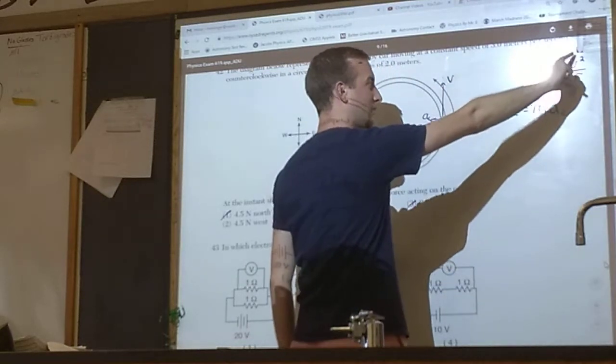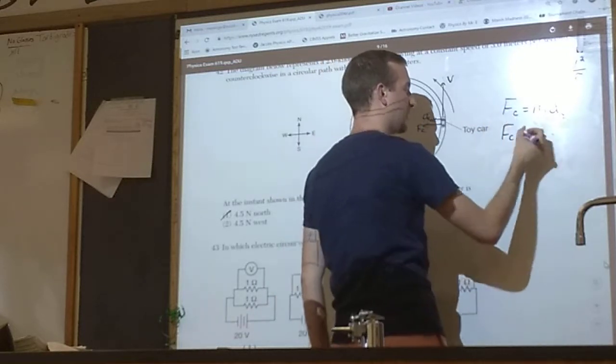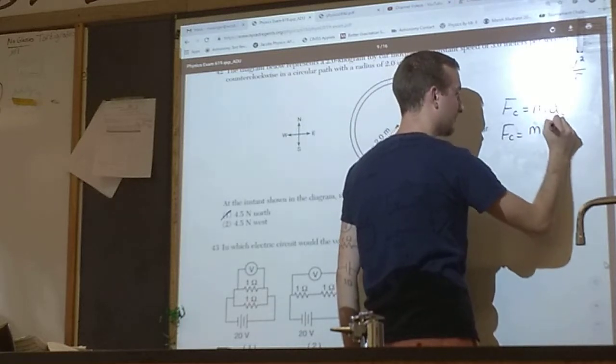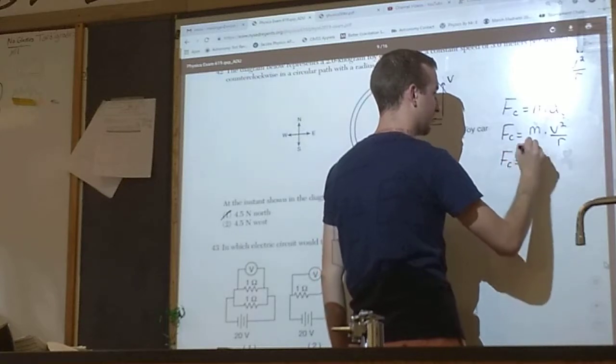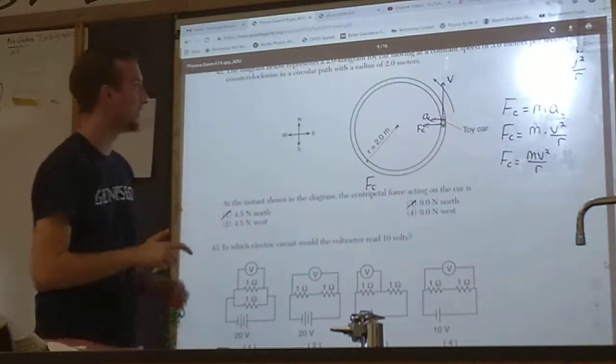I'm going to take this equation and plug it in here so I can get one big combined equation. The centripetal force is equal to m times v squared over r. Or if you want, just combine it all into one fraction: mv squared over r.